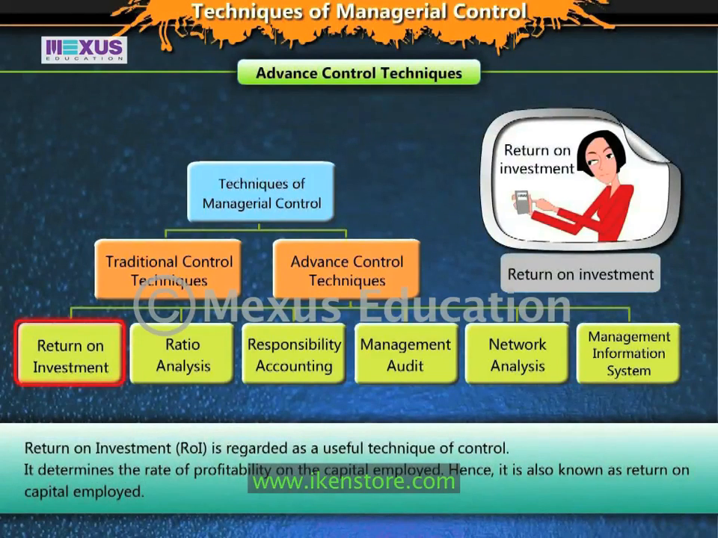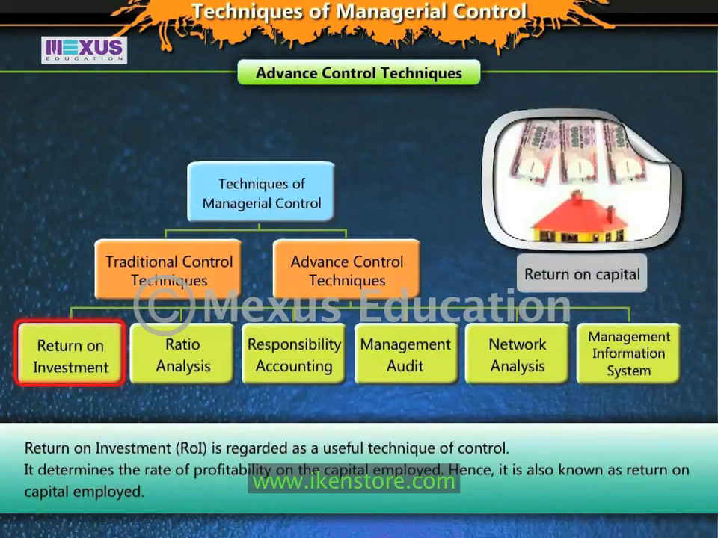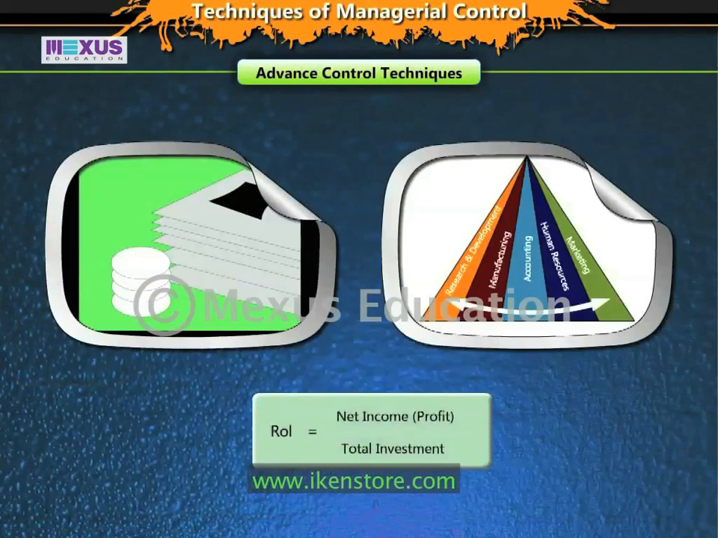Return on investment or ROI is regarded as a useful technique of control. It determines the rate of profitability on the capital employed. Hence, it is also known as return on capital employed. Return on investment or ROI can be calculated as under. ROI is equal to net income or profit divided by total investment. A manager can use ROI to measure overall performance of an organization or of its individual departments or divisions.